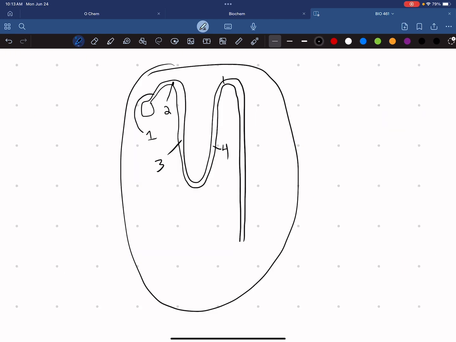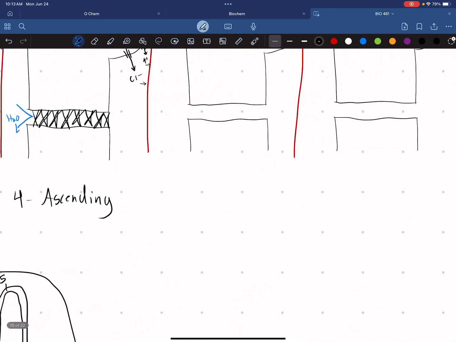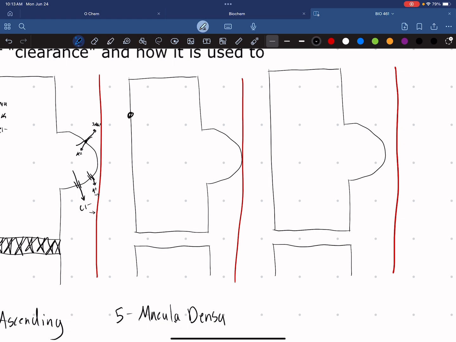So back to our drawing, we have number 5, which is the macula densa. Here in the macula densa, we have a transporter that is bringing in both sodium and chloride, and so we will have the same thing happening here. The sodium will go back to the blood through this sodium-potassium pump, and we will have the chloride channels allowing the chloride to return back to the blood as well. And this section is still blocked off to water.